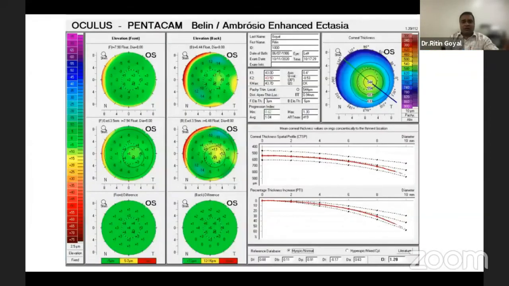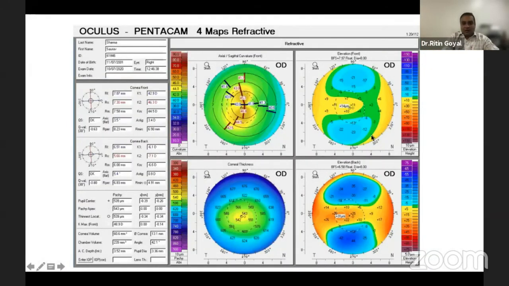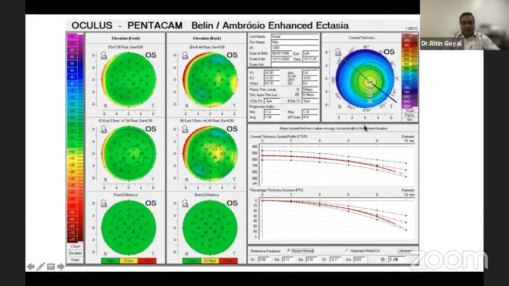So if you look at a typical Belin-Ambrosio map, at the bottom right here, you have 5 indices: the DF, the DB, the DP, the DT, and DA. And I'm just going to describe what each of these do. The DF is calculated by these 3 maps here, which is essentially the anterior elevation map. And it's running a program through it to highlight how much more the elevation is. I'm just going to explain this really quick.